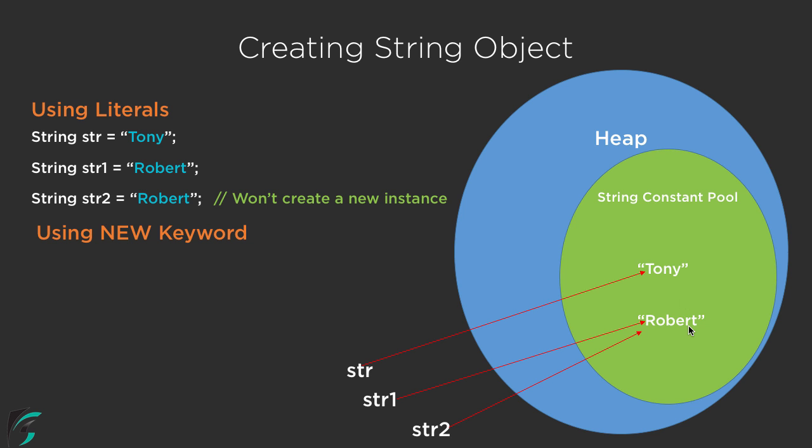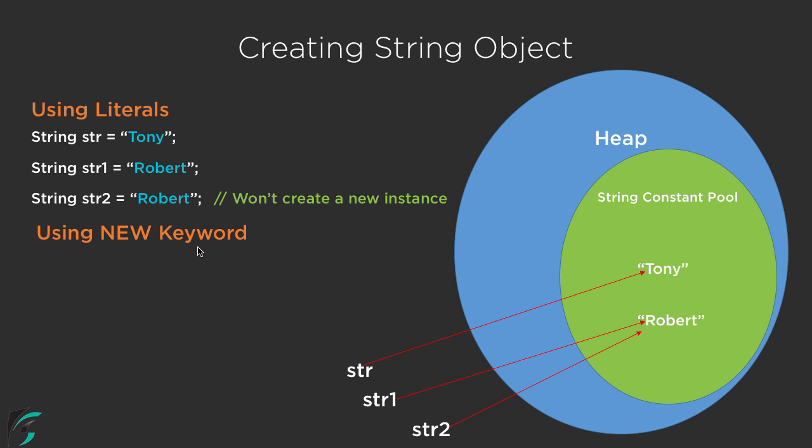The Java virtual machine simply checks for the value. If this Robert is present inside the string constant pool, then it will simply make the str2 reference variable point to the same object that has the value of Robert. So str1 and str2 now together point to the same string object that has the value of Robert.